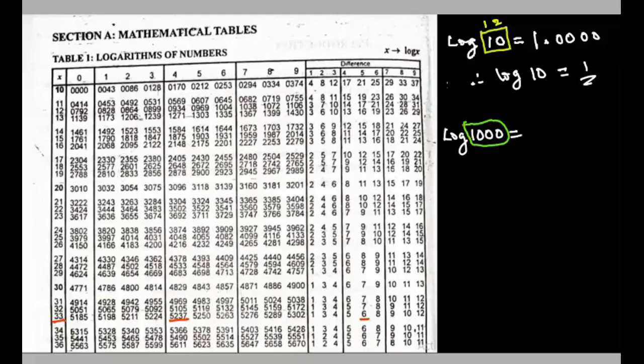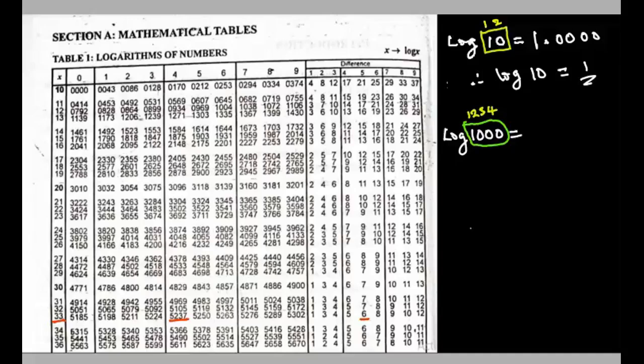Now, 1000 has how many digits in its whole number? It has 1, that is the first digit. It has 0, the second digit. It has 0 again, the third digit, and it has 0 again, that is the fourth digit. So 1000 has 4 digits. 1000 is made up of 4 digits.